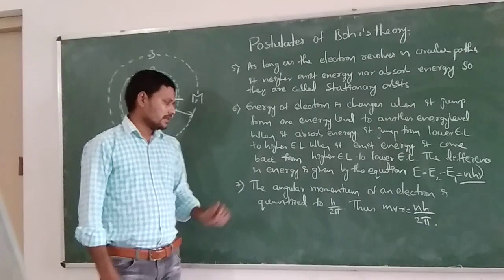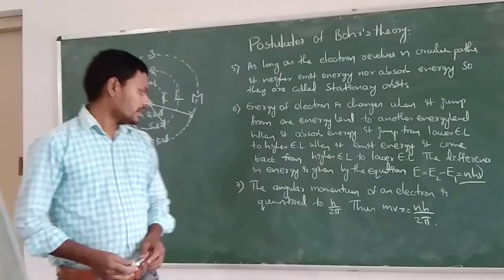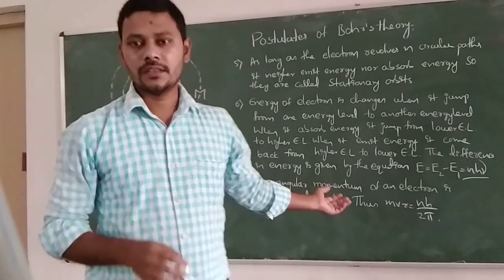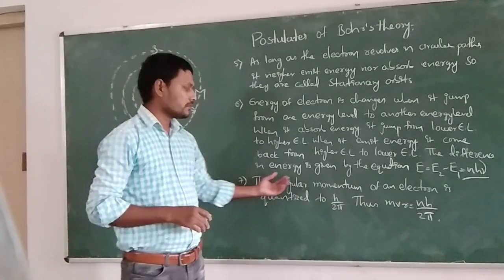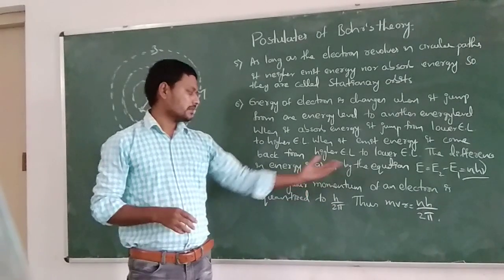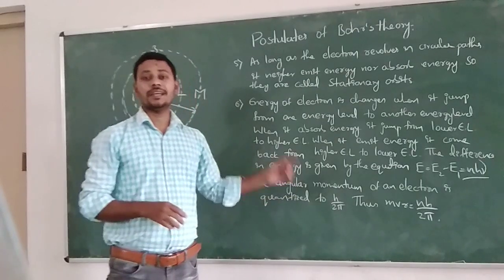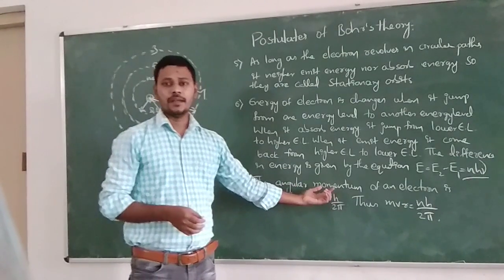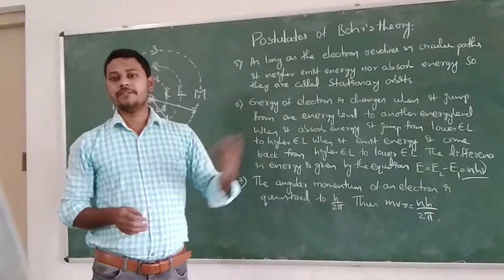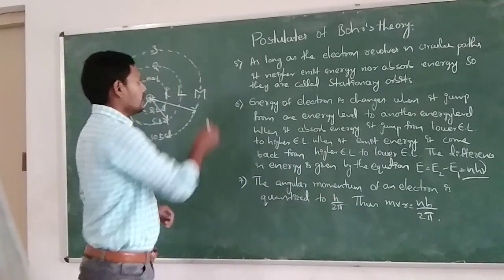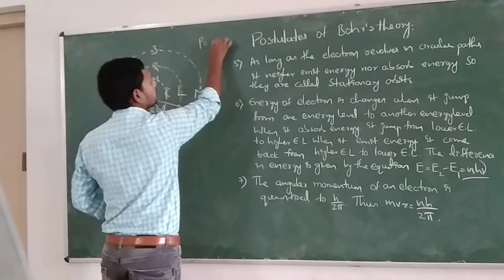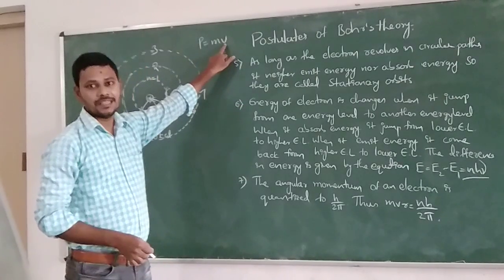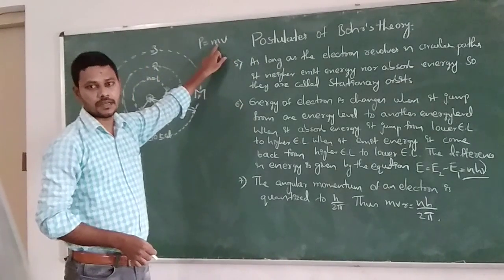And the next point, the seventh point: the angular momentum of an electron is quantized to h by 2π. So what is angular momentum? First, momentum equals mv, mass into velocity. Momentum is equal to m into v. It is also called mass in motion. V is velocity, m is mass.